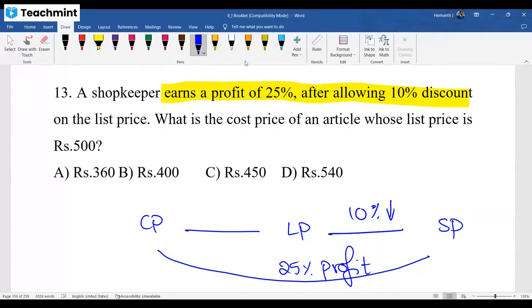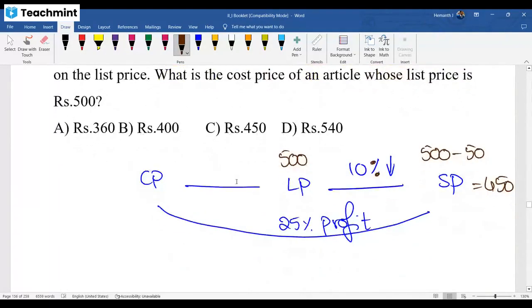So cost price, labeled price, 10% discount. Then you are selling the product at 25% profit. List price is how much? 500. A 10% discount means 50 gone, right? So 450 is the selling price. Now, what is the relation between SP and CP? What's the profit? 25% means SP equals 125% of CP.